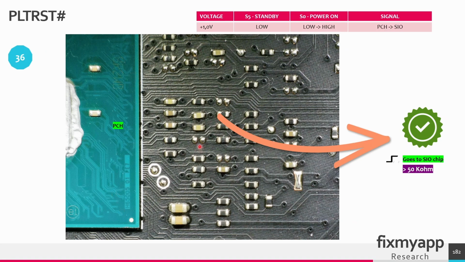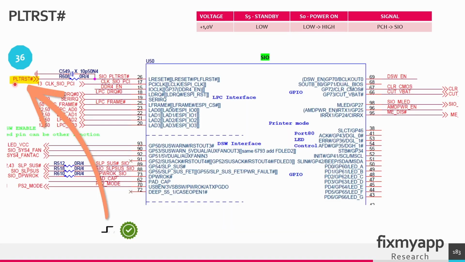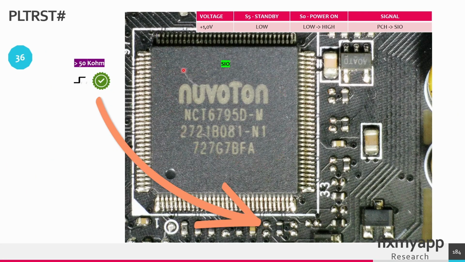This is the PCH, and near the PCH there is a resistor, and at one end you can measure the platform reset active low signal. The signal has to go to a high state in the power on state, so it has to go from 0 volts up to 1 volt. And the output resistance is higher than 50 kilo ohms. And this platform reset signal that comes from the PCH will go into the SuperIO chip. And this is the SuperIO chip, and this platform reset active low signal that comes from the PCH will go to this chip. And it can be measured at this pin.